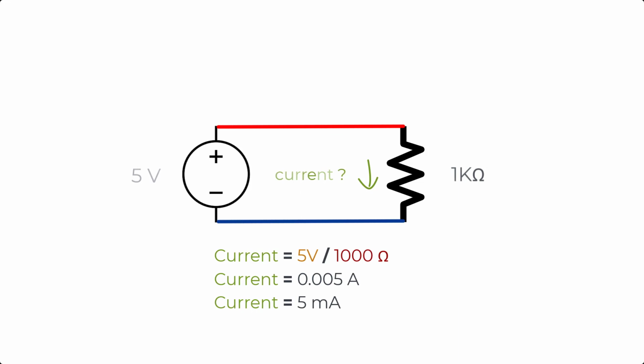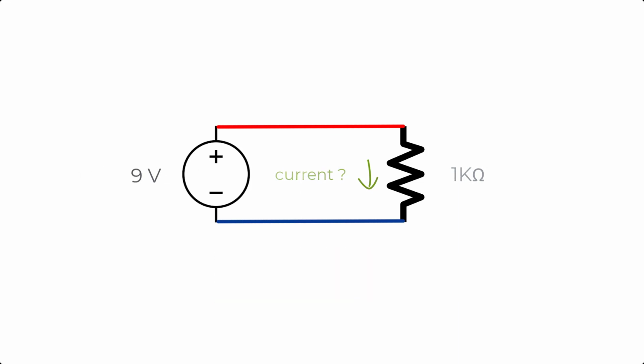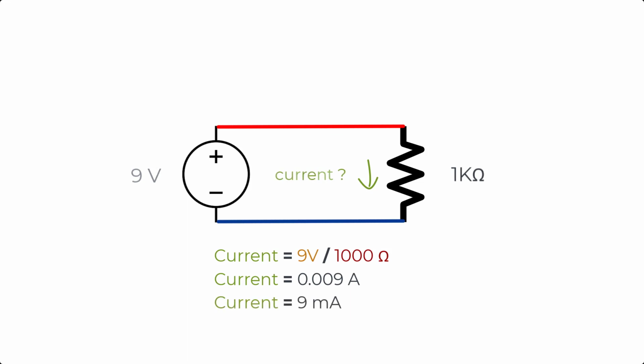Now, if I change the voltage source, increasing it to 9 volts, but the resistor value remains 1 kilo ohm, how much current will flow in the circuit? By using the same formula, current equals voltage divided by resistance, we have 9 volts divided by 1000 ohms equals 0.009 amperes or 9 milliamperes.